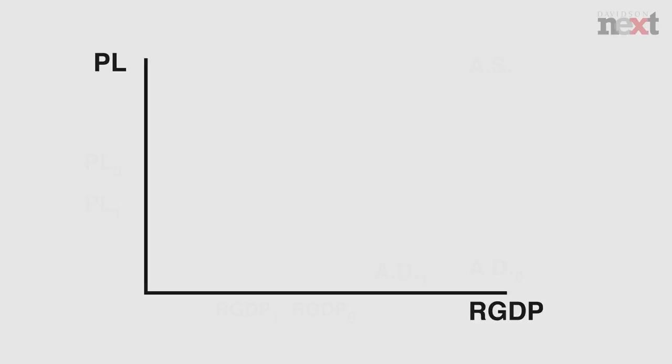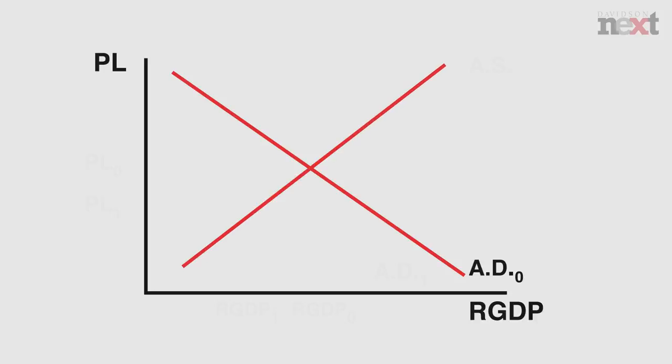So let's again start in a situation where we have the economy in a short-run macroeconomic equilibrium. So we have our downward sloping aggregate demand curve, AD0. We have our upward sloping aggregate supply curve. And the economy is in equilibrium at a price level PL0 and level of real GDP, RGDP subscript 0.